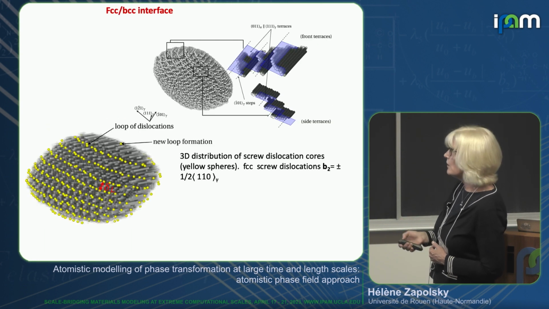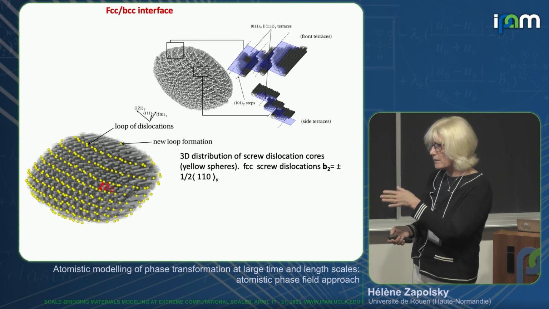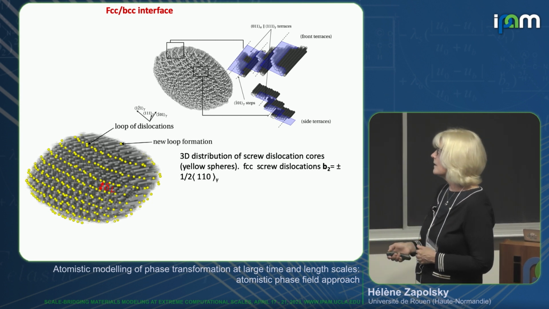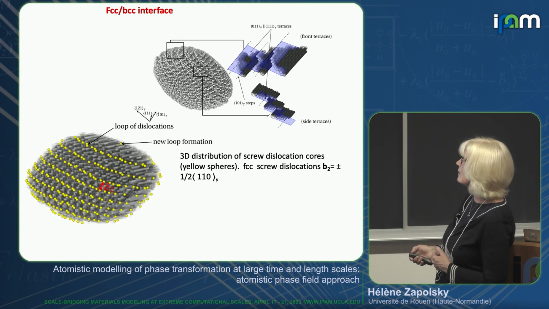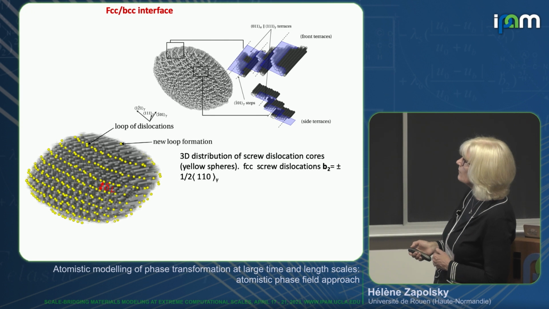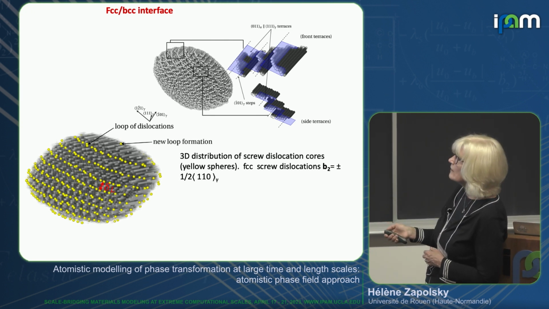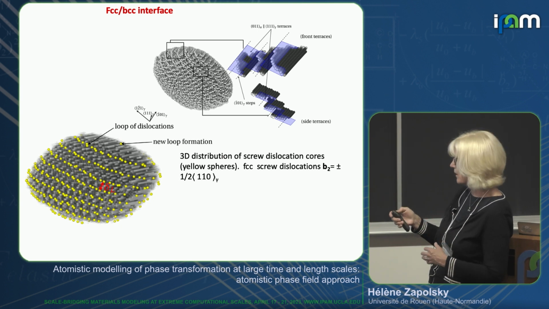So if you look at the interface between the FCC and BCC, not between the different variants, this method also gives us a very nice structure, which we can see. First of all, we remark that there is some plateau between the FCC and BCC phase. I show just this BCC variant in front of the FCC matrix.